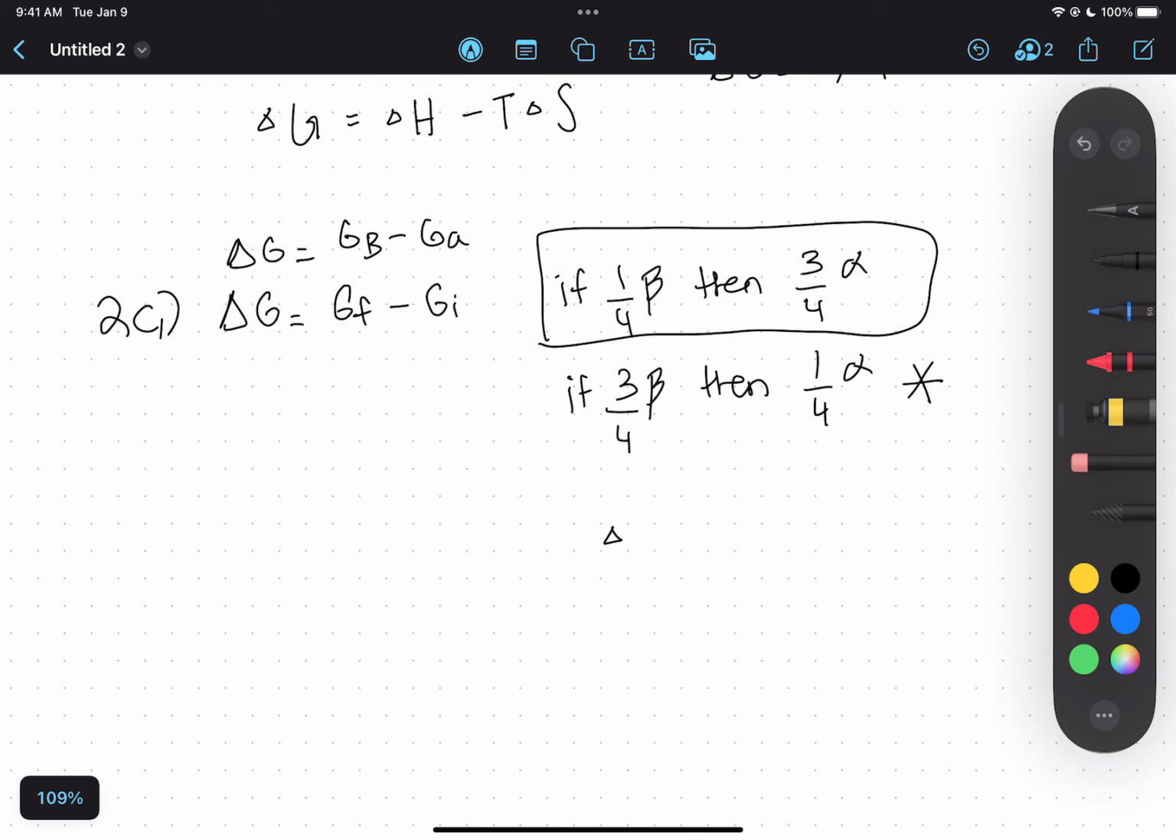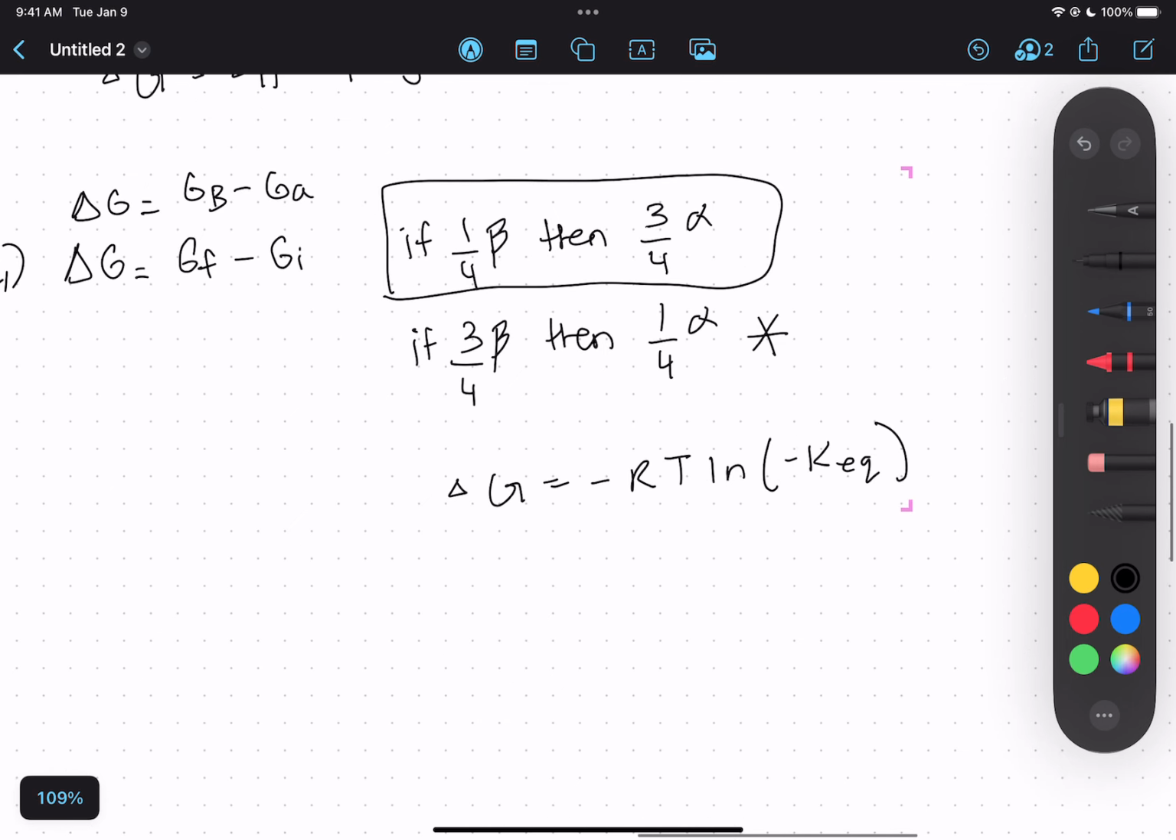I said the standard free energy delta G is equal to negative RT, the ideal gas constant times T, and then ln KEQ. Where KEQ is your... let me actually write the equation down here so you can see. Yeah, just don't write the negative sign for KEQ. So just negative RT ln KEQ. But yeah, that would be the equation that I'm looking at.